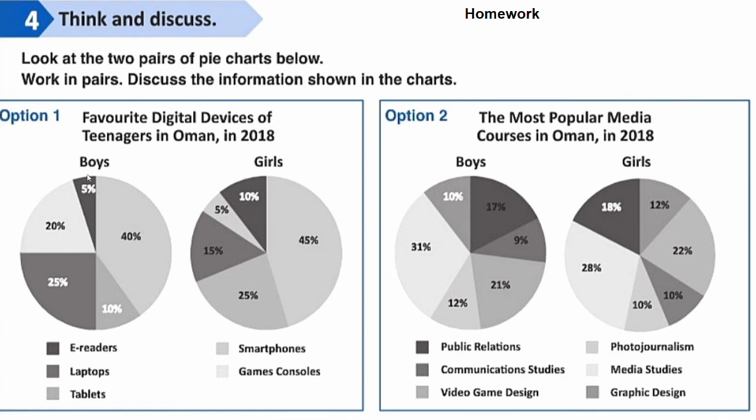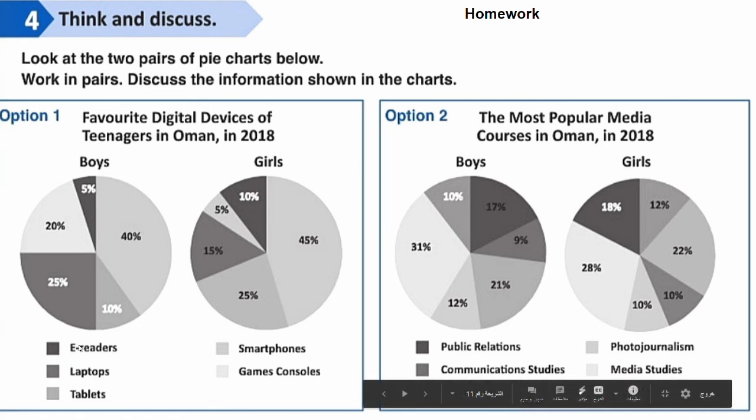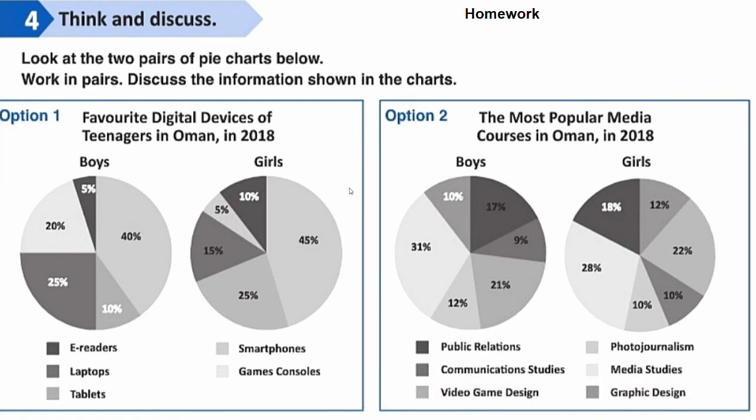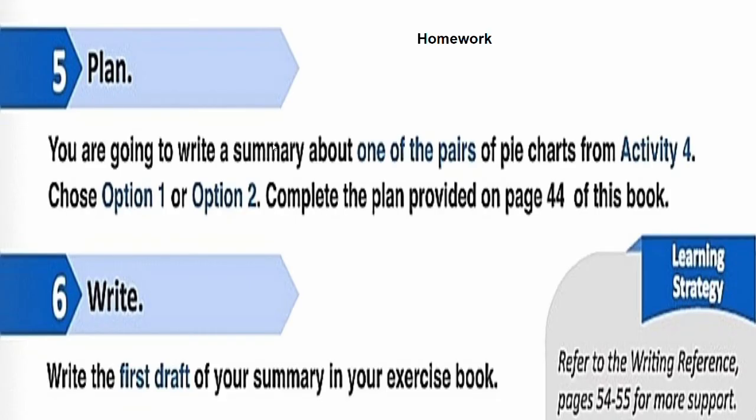We have boys, girls, also boys and girls, and at the bottom we have the keys. After reading this information or this data, what should you do? Plan. You are going to write a summary about one of the pairs of pie charts from activity 4. Choose option 1 or option 2. That is only two pairs of charts. Complete the plan provided on page 44 of this book.